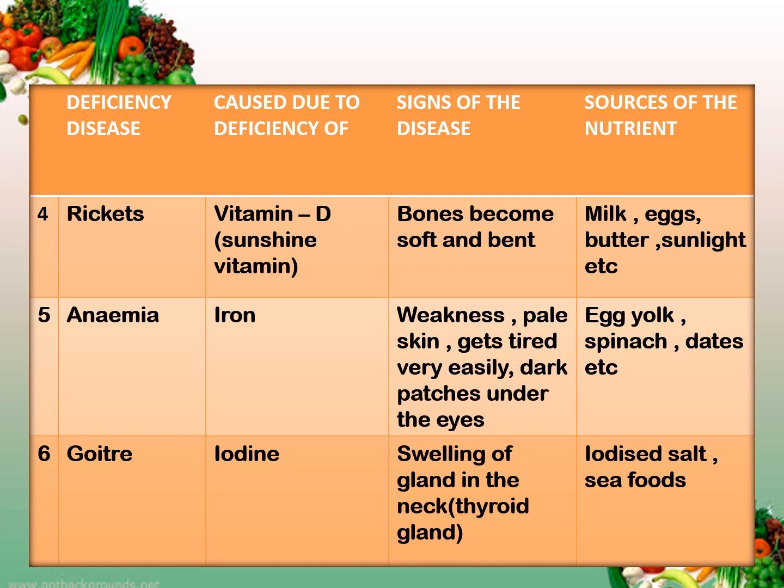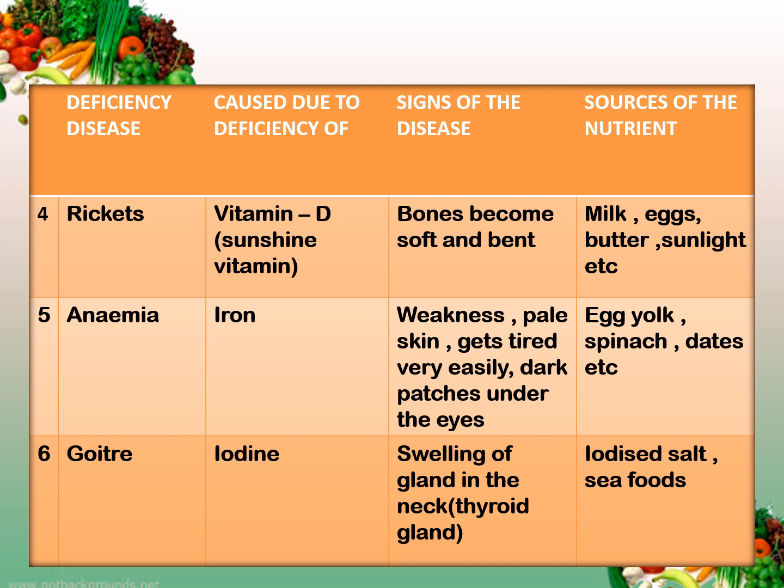Our blood is red in color, right? That is due to the presence of red pigment hemoglobin. This hemoglobin carries oxygen to all parts of the body. So if we have less hemoglobin in our blood, the color of the skin becomes light. We call it as pale skin. And also the person gets tired very easily, and dark patches can be seen under the eyes. And the foods that are rich in iron are egg yolk, means yellow part of the egg, spinach, dates, etc.